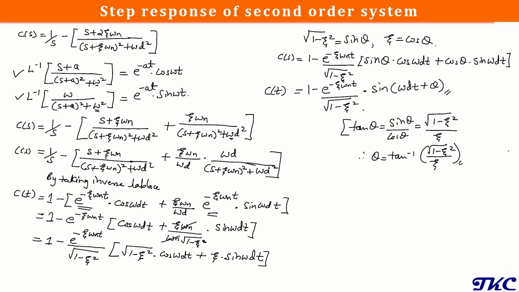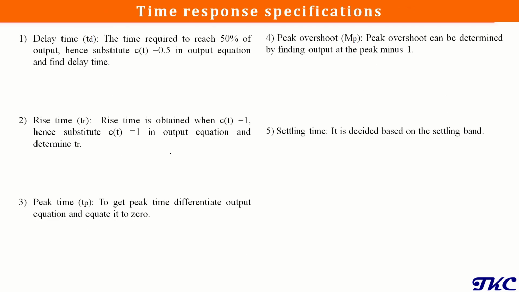So once we got the output equation for a second order system, we can also determine the time response specifications, that are the parameters that control the response of the system in the transient phase, with the help of this output equation. So instead of deriving all these parameters, that is the time response specifications, we'll directly see the formula that we can use in order to determine the respective quantities.